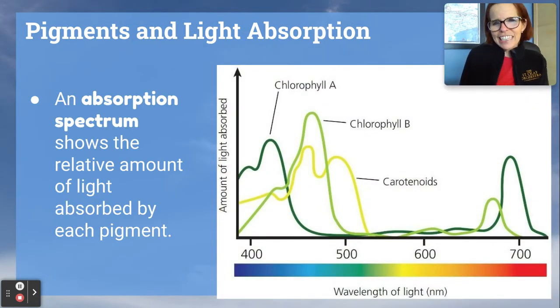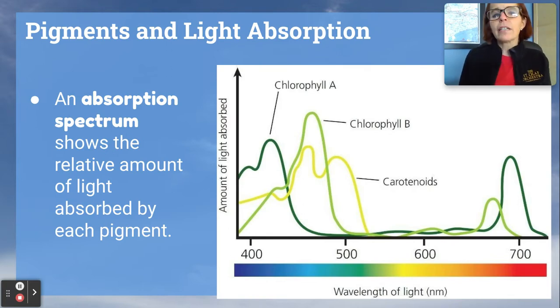So I want you to study this graph. Make sure you understand this graph. So along the bottom, it's showing you the wavelengths of visible light. It's possible my dog's going to start barking in just a second. Okay, so it's showing you the wavelengths of visible light, and it's measured in nanometers. Along the side, it says amount of light absorbed. So when you see a hill or a peak in the line, that's where they're absorbing a lot of light of that wavelength. And if you see a valley, that means that that pigment is not absorbing much in that particular wavelength of light.